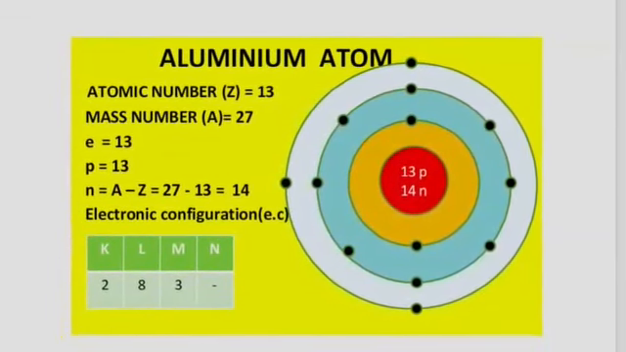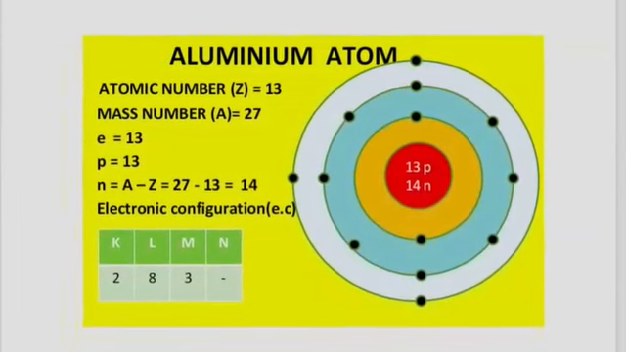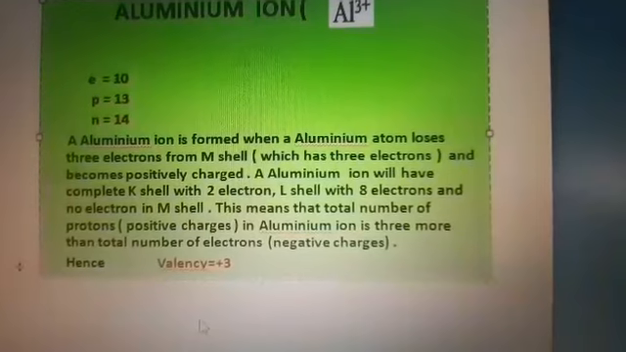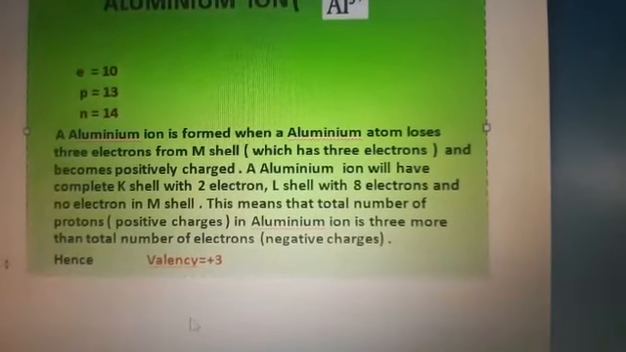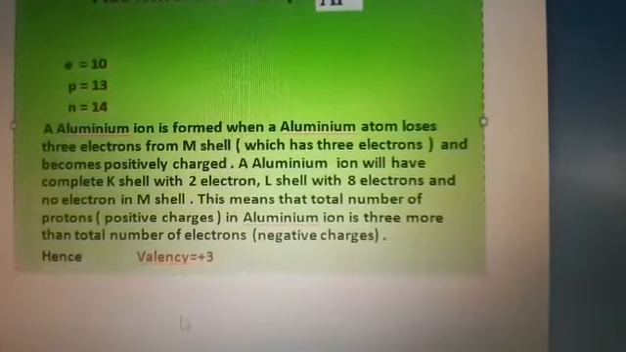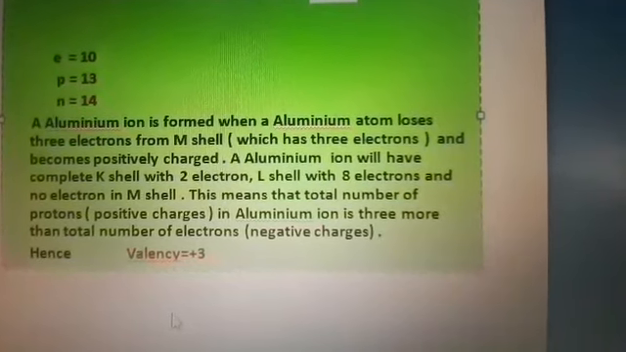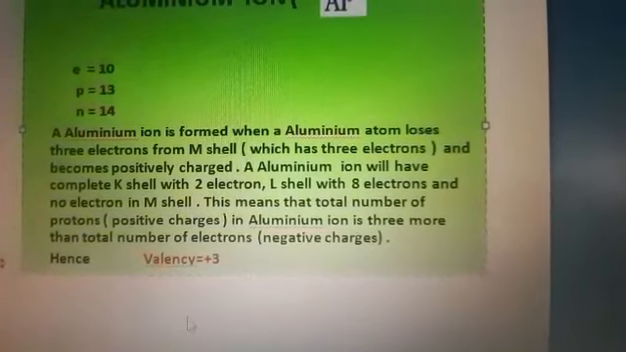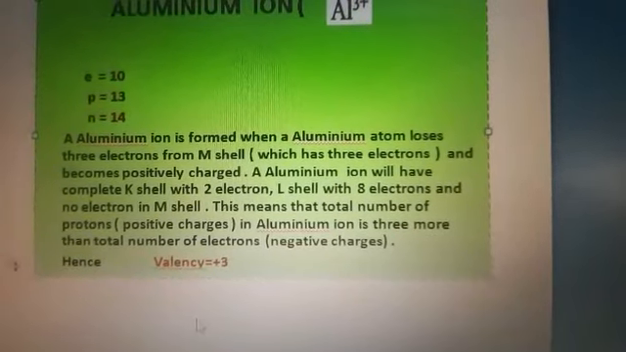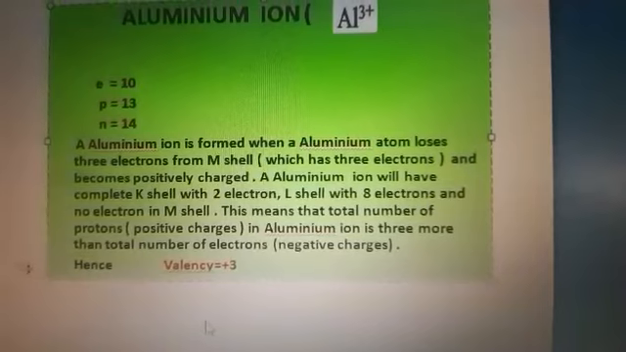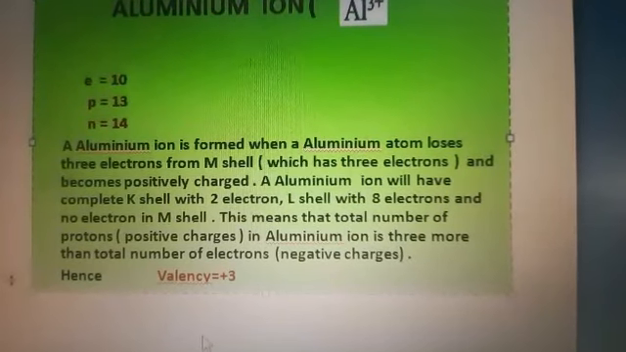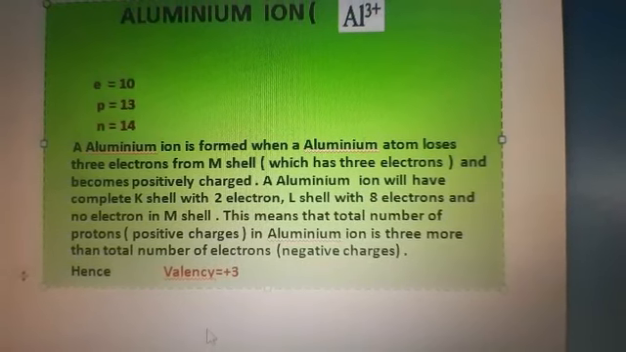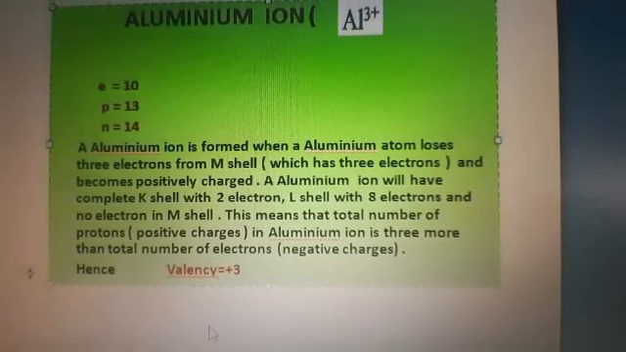3 electrons in the M shell. It requires 5 more to complete the octet. It is easier for aluminium atom to lose the 3 electrons from the M shell rather than getting 5 electrons from some other atom. Therefore, aluminium ion will have complete K shell with 2 electrons, L shell with 8 electrons and no electron in the M shell. This means total number of positive charges in aluminium ion is 3 more than the negative charges. Therefore, valency +3.